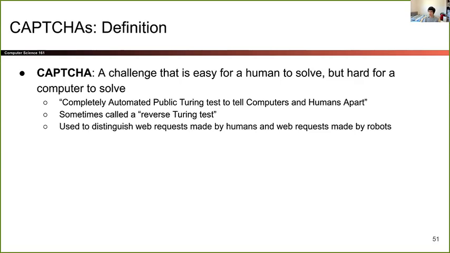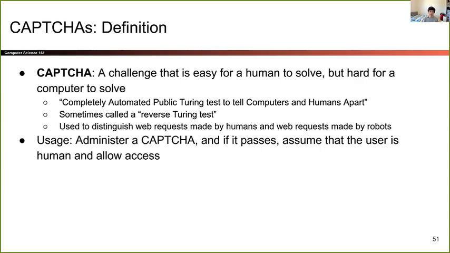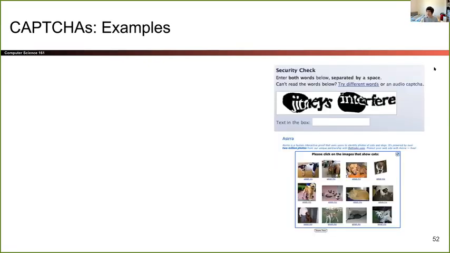We use CAPTCHAs in order to distinguish web requests from humans and web requests made by robots. The general usage for CAPTCHAs is to present a CAPTCHA to the user. If the CAPTCHA passes, assume that the user is human. If the CAPTCHA fails, assume that the user is a bot, and then don't allow the request. So these are some examples. You've definitely seen these before because these are everywhere on the internet. Maybe not these ones specifically, but you might have seen newer versions of these.